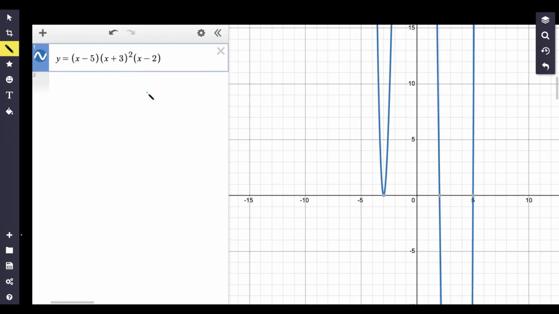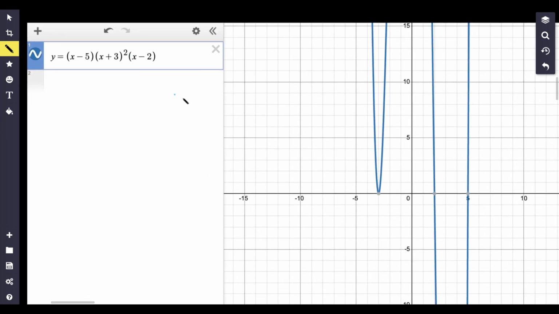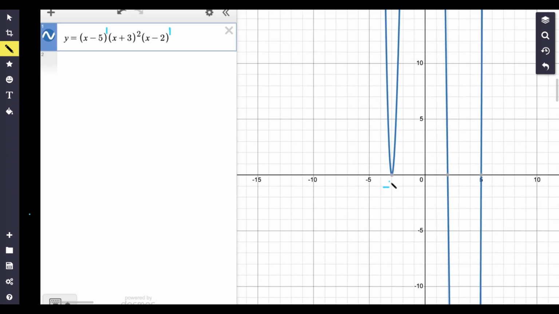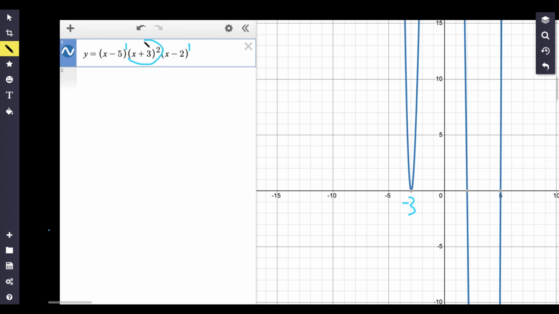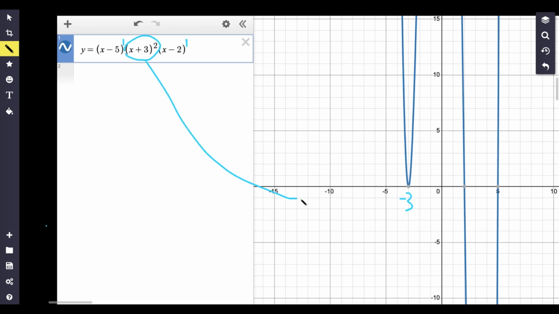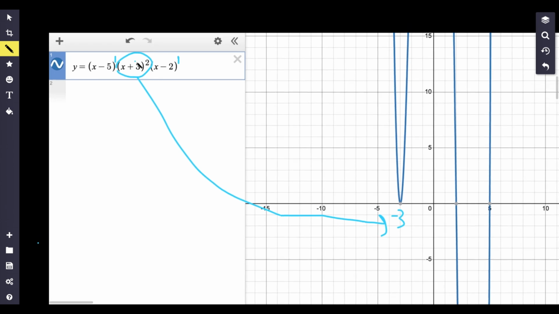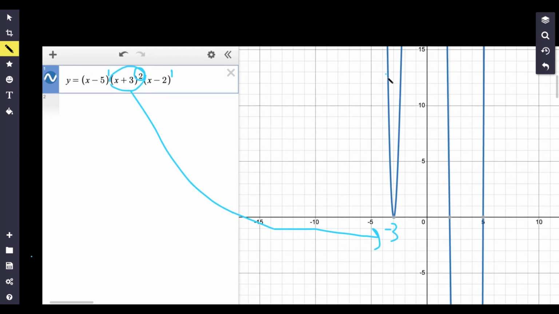Let's say I have this function, y equals (x − 5) times (x + 3)² times (x − 2). If you take a look here, where it touches at negative 3, we know that (x + 3)² corresponds to this root. Because when you plug in negative 3 here, this is going to make this factor 0, so the whole thing zeroes out. So this factor of the polynomial corresponds to this root. And you notice that when the exponent of this factor is even, it stays on one side. It does not cross the x-axis.